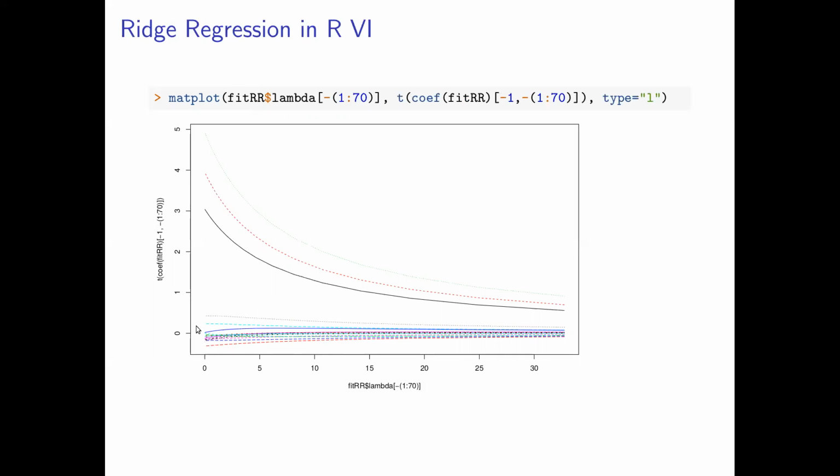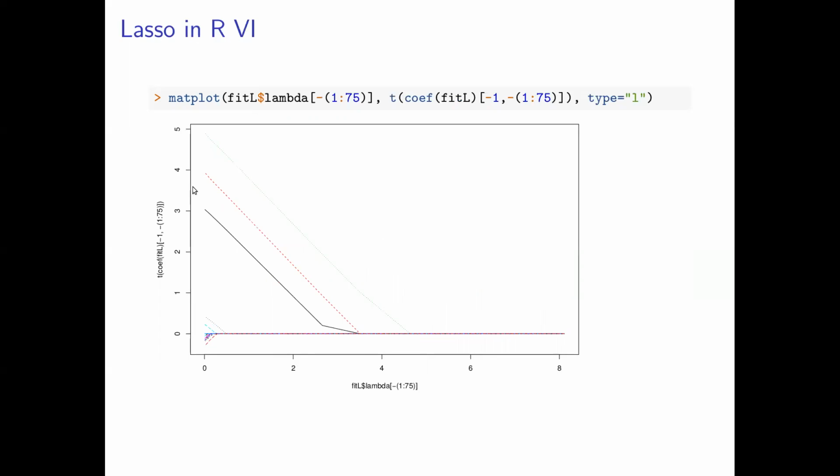Zooming in into the smaller lambda values, we see here again the same picture for ridge. It's really decreasing very, very slowly, and it really takes a lot of time to approximate zero. Whereas with the lasso, this is happening really quick, and as soon as it gets down, it's not converging slowly, but it's becoming exactly zero and being removed from the model.